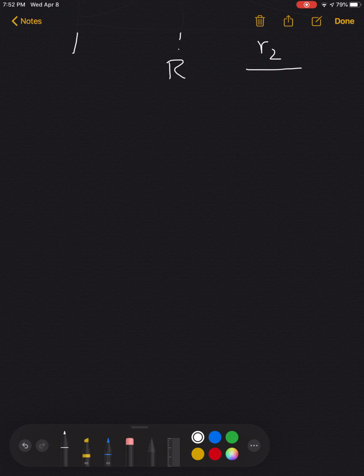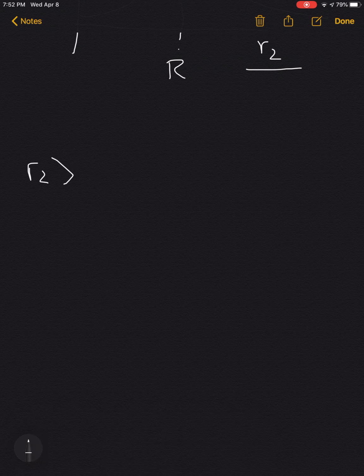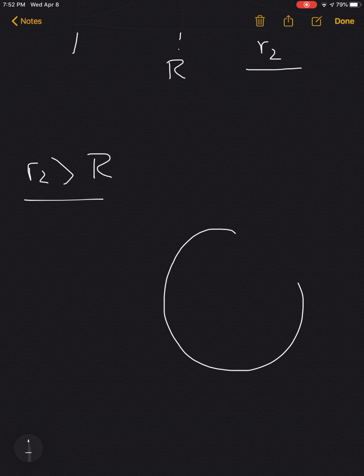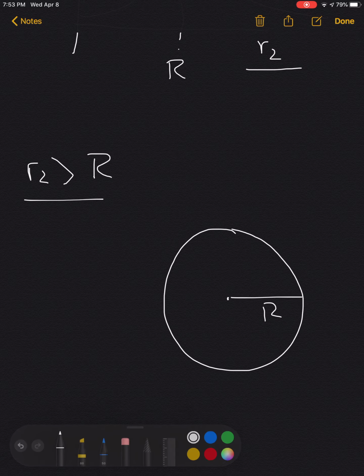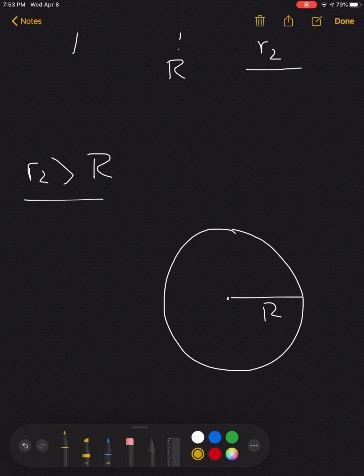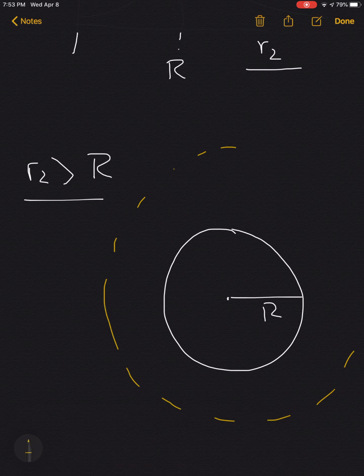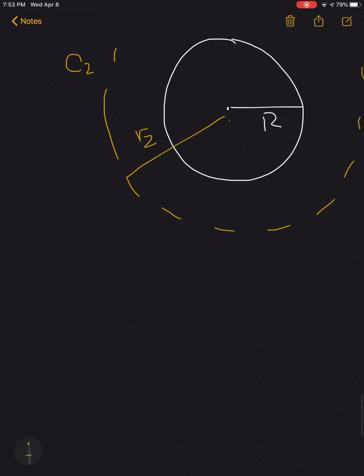Now for part B, we're dealing with R2, which is greater than R. So this is the front of the cylinder, this is the radius R, and we want to find out what is the B field at some radius R2 when R2 is greater than R. And let's call this loop here C2. We want to find the B field out here. So we're going to use Ampere's law.